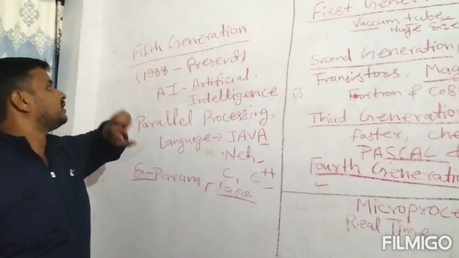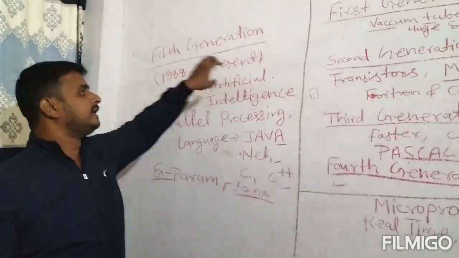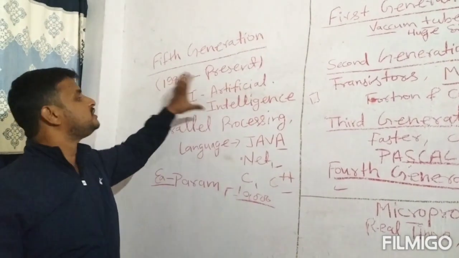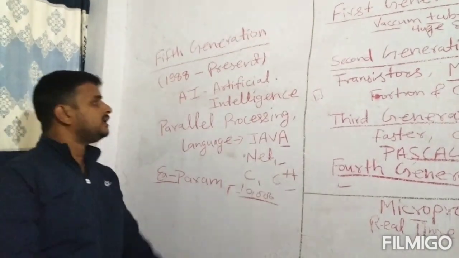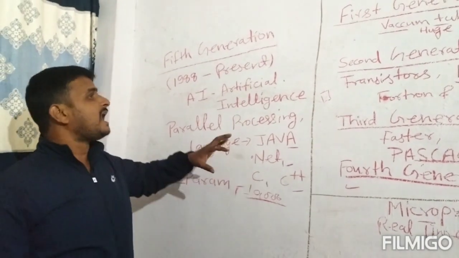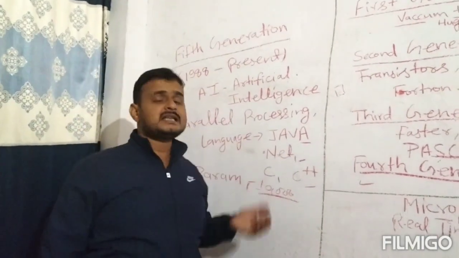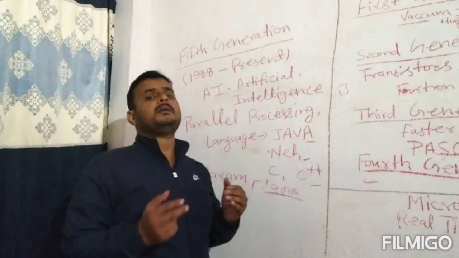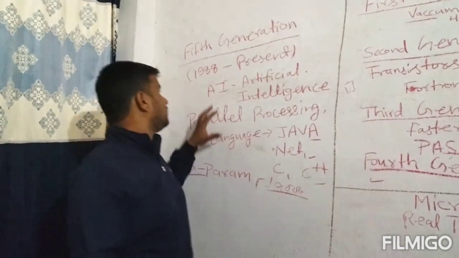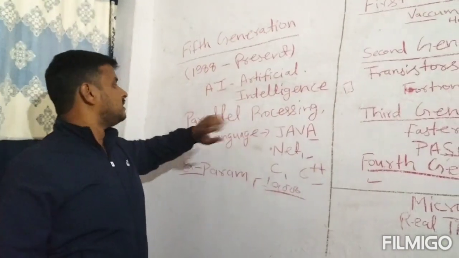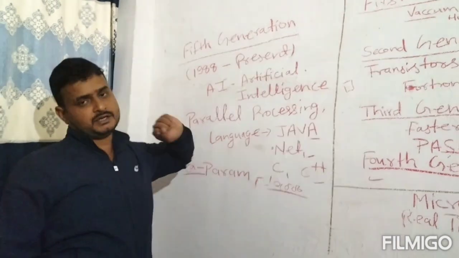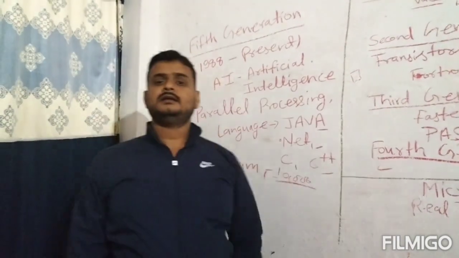And in fifth generation computers, which is from 1988 to present, artificial intelligence is used, which means the computer can sense things automatically. Okay, thank you.